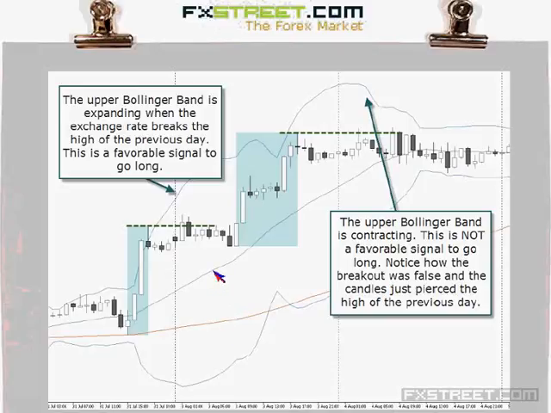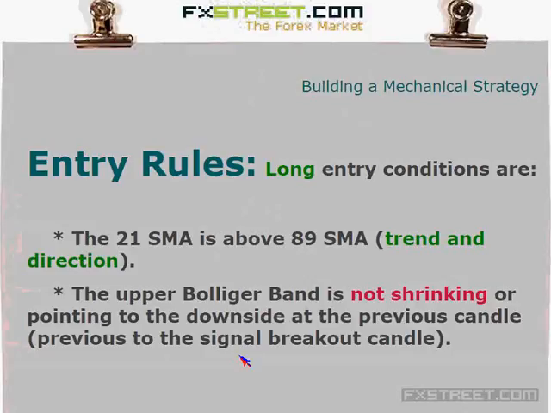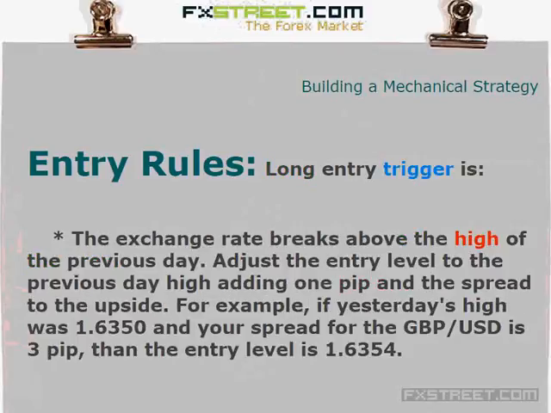You go to the side where the shorter moving average is, the 21 in our case. So the long entry conditions are: the 21 SMA is above the 89, trend in direction, and the upper Bollinger Band is not shrinking or pointing to the downside at the previous candle. Okay, previous to the signal breakout candle.